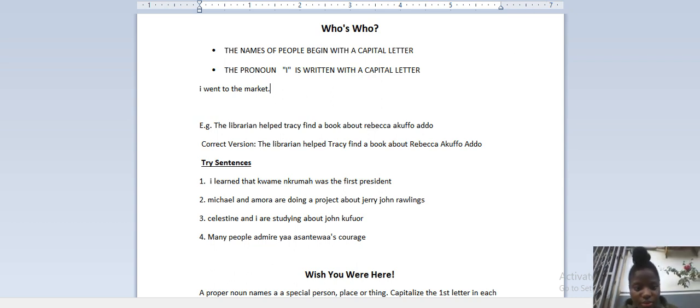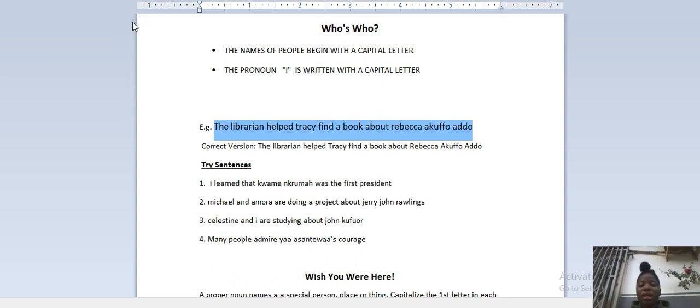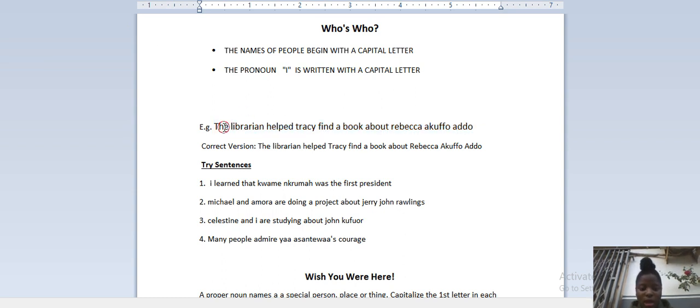Alright, let's move on. So I have an example over here. Let me make it a little big for all of you to look at. This sentence says, the librarian helped Tracy find a book about Rebecca Akufo-Addo. Now there are two names over here. Rebecca Akufo-Addo. It's a whole name. Even though it's three names, it's one name of a person, even though it has the first name and the surname. And then we have Tracy. And these are names of people.